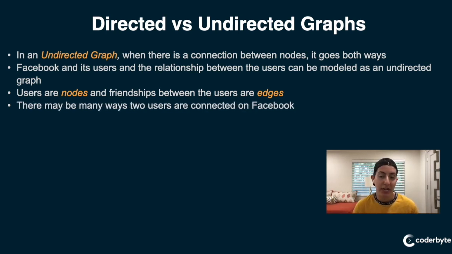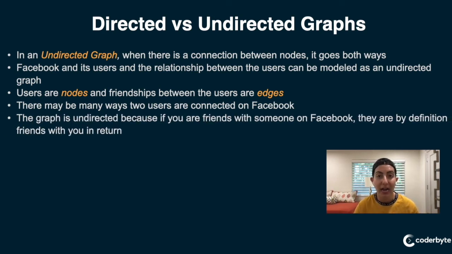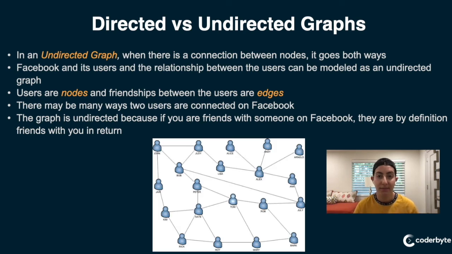There may be many ways two users are connected on Facebook, though, which is why the graph is so powerful, right? As opposed to a tree, there might be many different paths for you and someone else on Facebook to be friends.